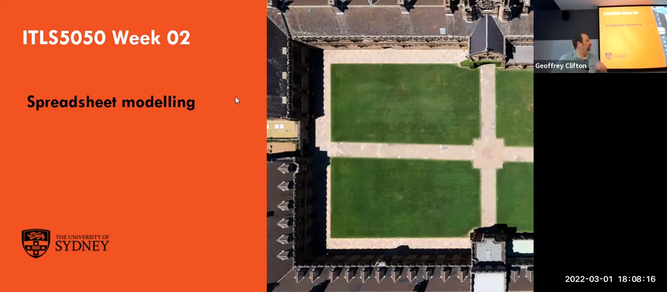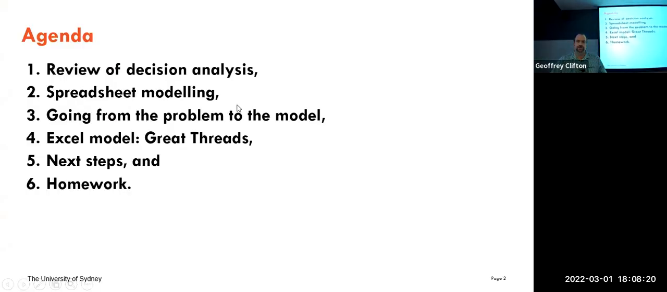So that's what we're going to be looking at tonight. We'll start by having a look at decision analysis again. We did cover it in a bit of detail last week, but I'll talk a bit more about it tonight. Then I'll introduce the concept of spreadsheet modeling, and the important steps of working out what it is that you want to do before you actually build your model.